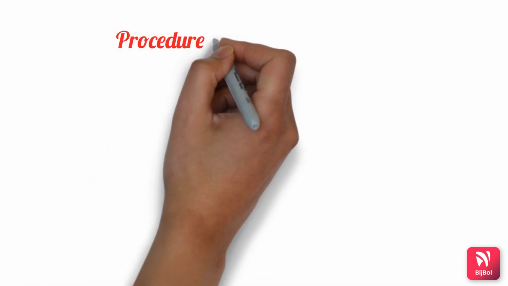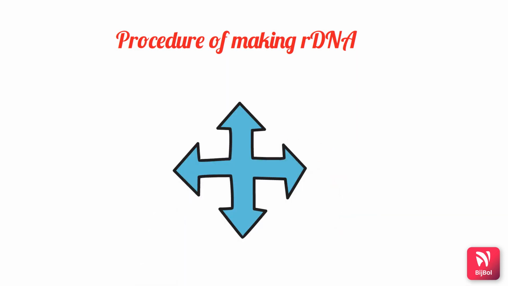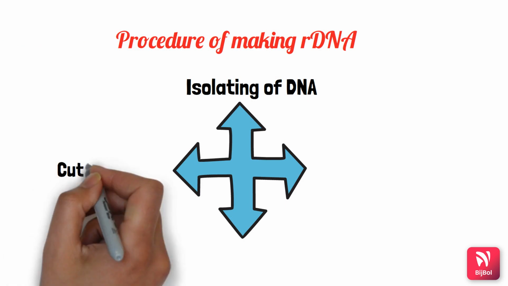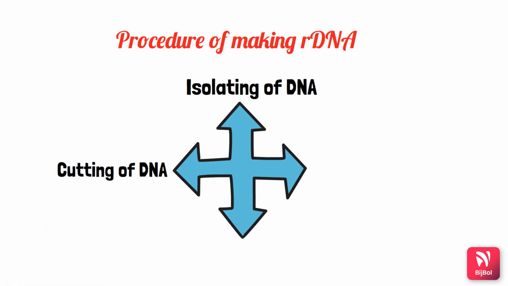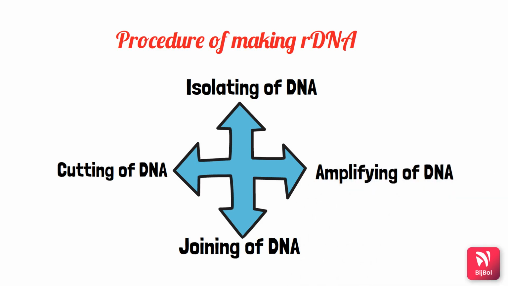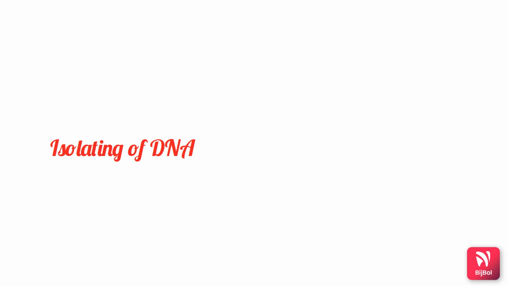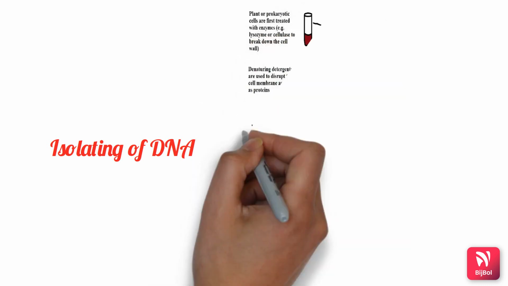Now let us discuss the procedure of making rDNA. The procedure of making rDNA involves 4 different steps. First step is to isolate the DNA. Second step is to cut the DNA. Third step is to join the DNA, and finally, amplifying the DNA. Let us now discuss each and every step in detail. First of all, isolating the DNA.